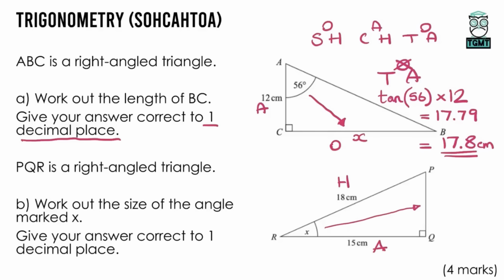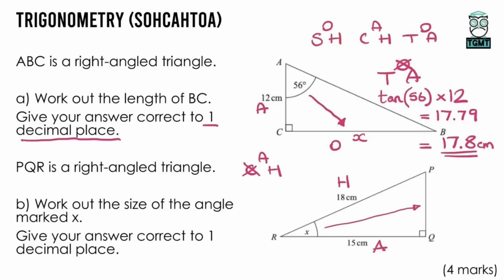A and H is in our CAH formula triangle, which means we're using cos. When you are finding the size of an angle, again we're going to take the same approach. We cover up the C, and that means that we need to do A divided by H.